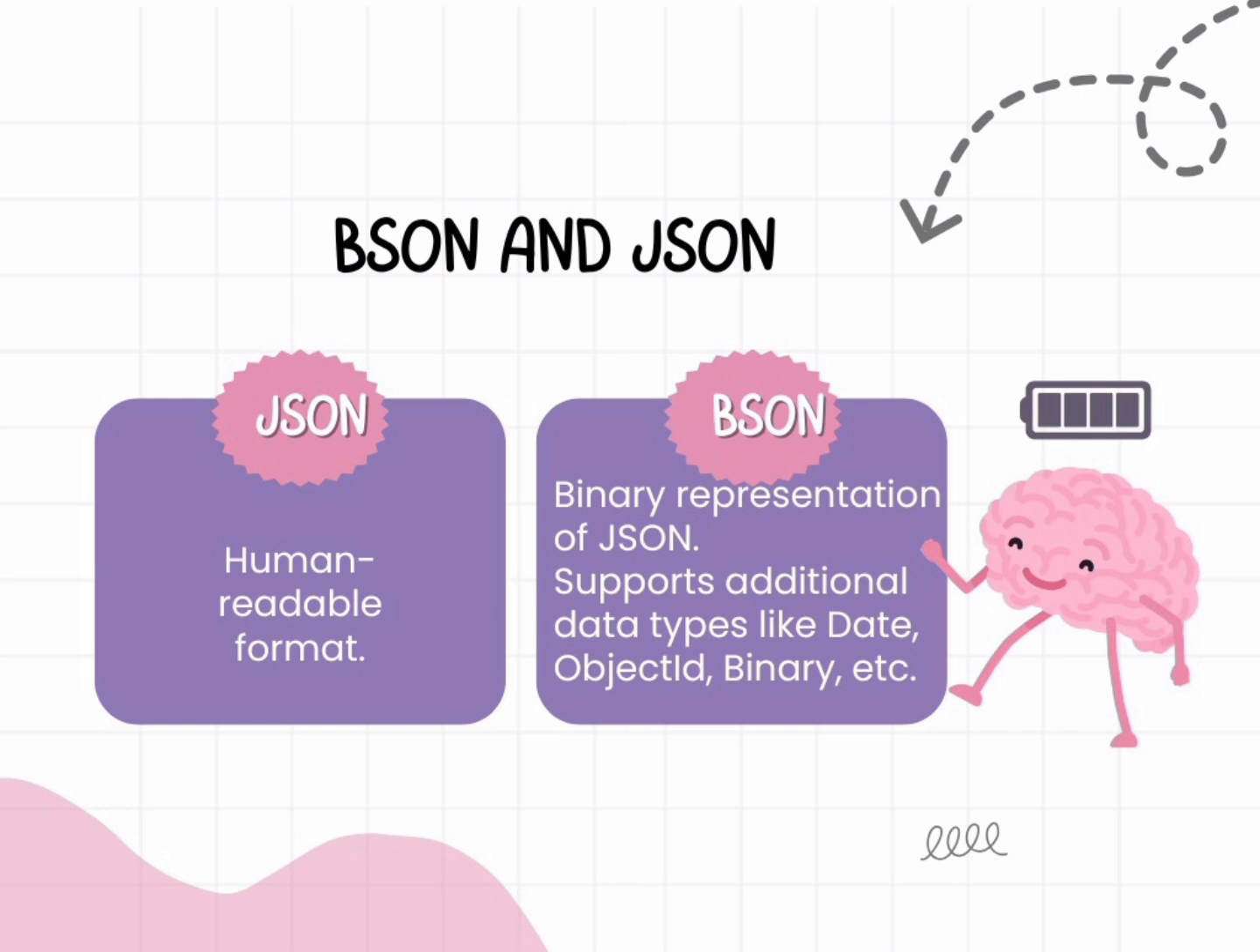MongoDB stores documents in BSON, which is a binary representation of JSON. BSON supports more data types and is faster to parse and store. So, while we see data as JSON, when we query it, it's actually stored in BSON internally.